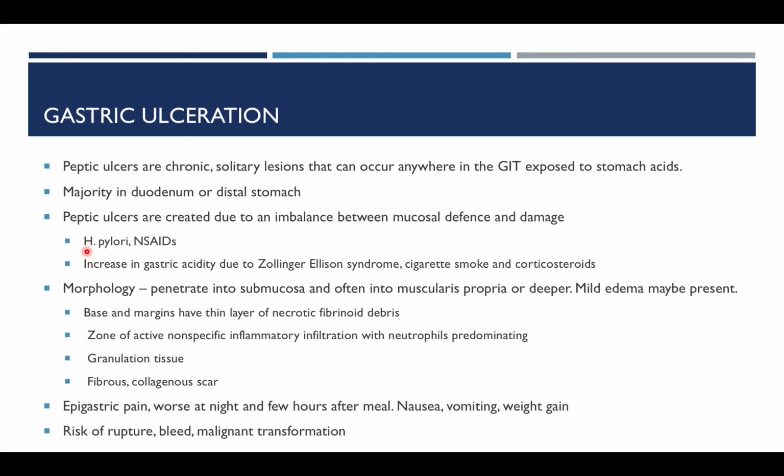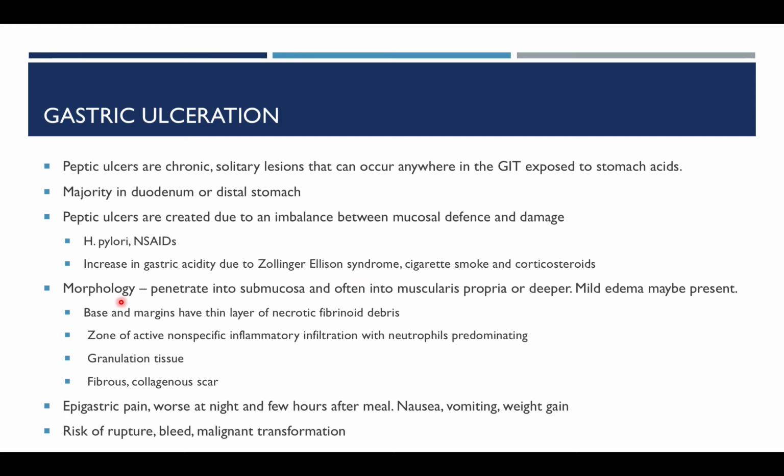It can be caused by H. pylori and NSAIDs, and we've spoken about why before. It can also be caused by increased gastric acidity seen in Zollinger-Ellison syndrome. So what is Zollinger-Ellison syndrome? It is basically when a tumor produces gastric acid. Other causes of increased gastric acidity are cigarette smoking and corticosteroids.